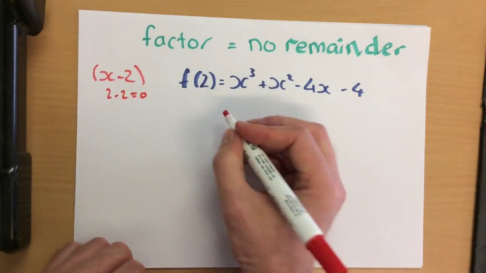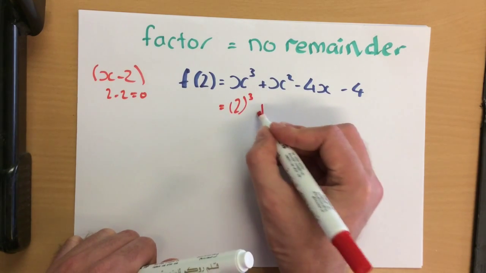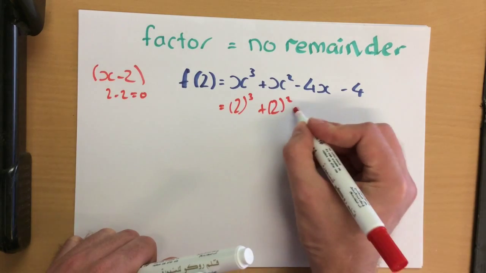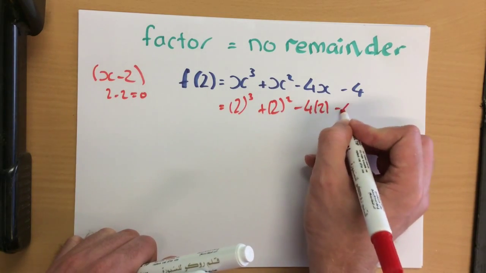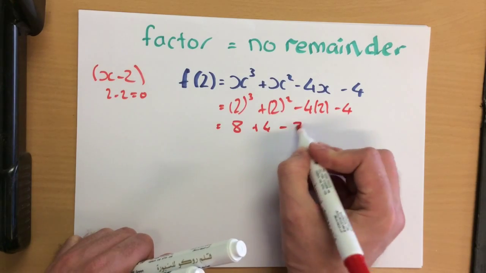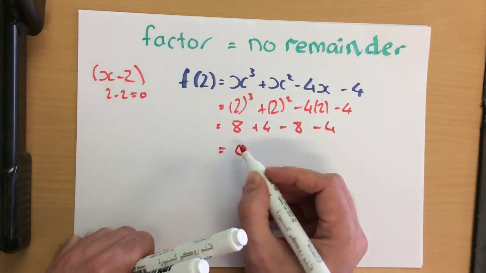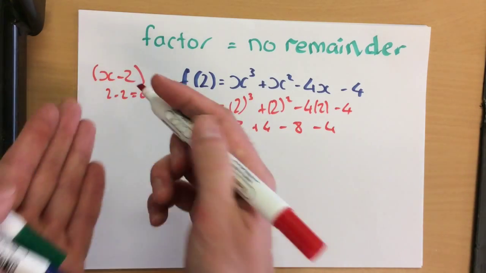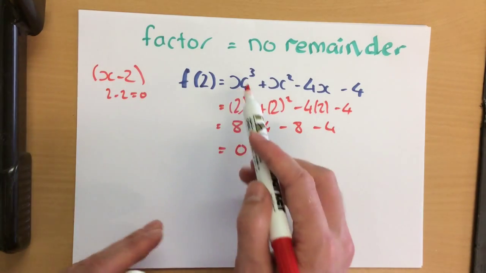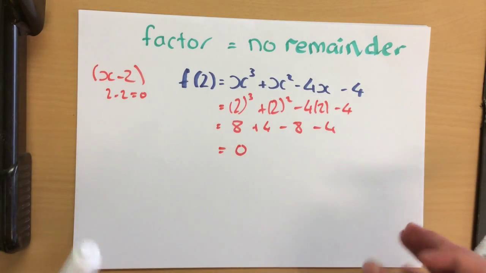So substitute 2 in, we get 2 cubed plus 2 squared, subtract 4 times 2, subtract 4, which is 8 plus 4, subtract 8, subtract 4, so it'll cancel out to give us 0. So that shows us that x minus 2 is a factor of this because there is no remainder.